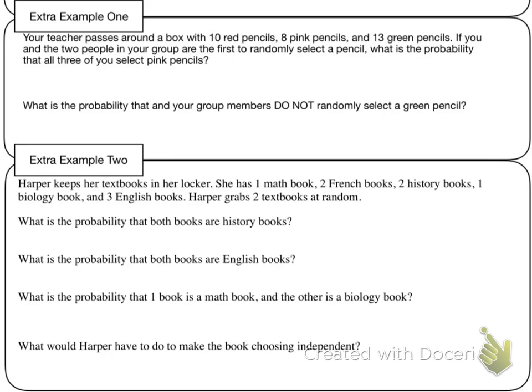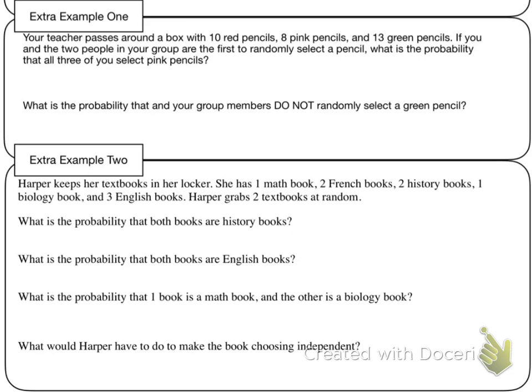Okay, and real quick, we can do these practice problems that relate directly to what we just did. So let's try the extra example 1. Your teacher passes around a box with 10 red pencils, 8 pink pencils, and 13 green pencils. If you and the 2 other people in your group are the first to randomly select a pencil, what is the probability that all 3 of you select a pink pencil?